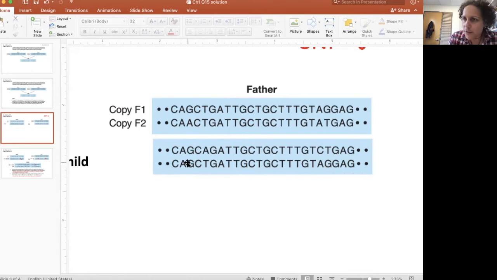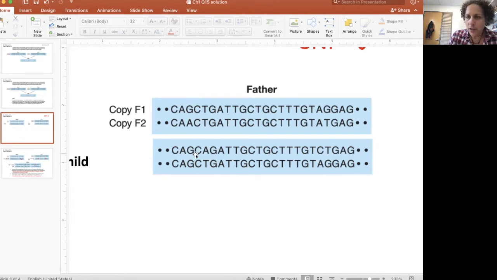Oh, it is perfect. So this strand right here is a perfect match to the father's F1. It's a perfect match to the father's F1. So now we can say that there is a high likelihood that this strand came from the father and is donated from that chromosome 5. So let's say this strand is father F1.